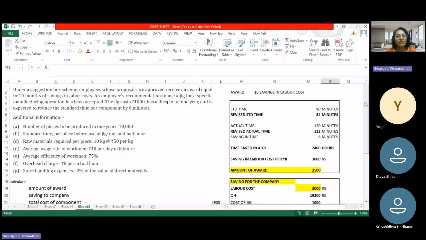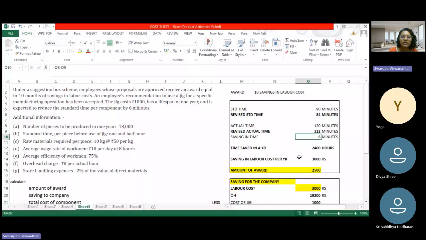And what is the total time saved in a year? Okay, so 8 minutes is saved for each product. So for 18,000 units, what will be the total savings? Once you identify that and you identify the savings in labor cost, then the second and third parts of the question are just based on the first part.